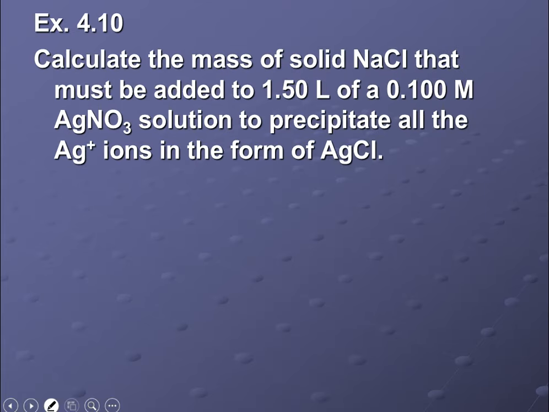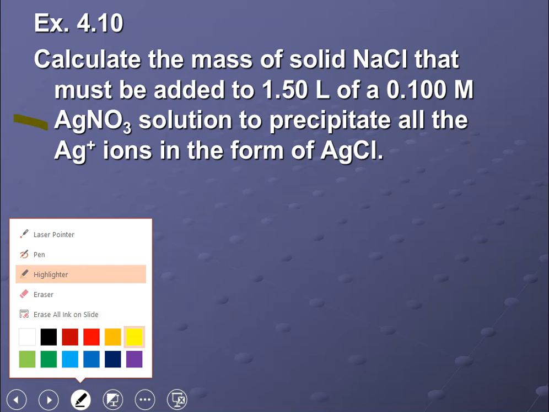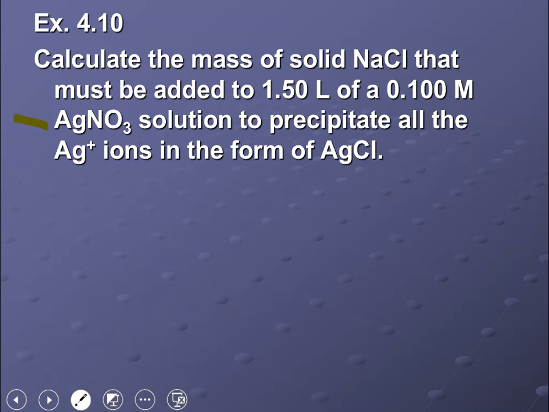Okay. All right, so here's an example. We want to calculate the mass of solid NaCl that must be added to 1.5 liters of 0.1 molar silver nitrate solution. What we want to do with this is precipitate all of the silver ions that are found in the silver nitrate and turn it into silver chloride. So what the question is asking is how much sodium chloride are we needing to pull all of the silver ions out of the solution. So we're going to do a little calculation here. First thing is we're going to need a balanced equation for that.